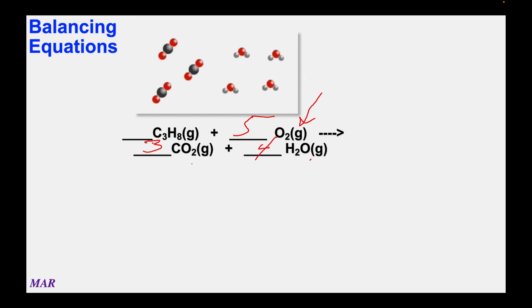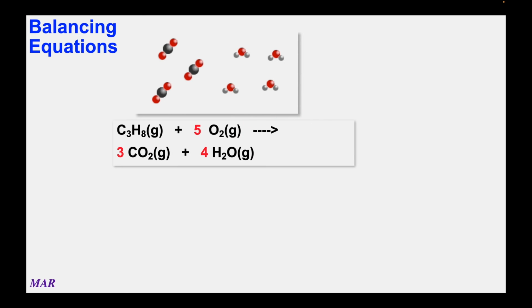So initially, I would have an invisible 1 in front of the C3H8, 5 in front of the O2, 3 in front of the CO2, and 4 in front of the water. And lo and behold, that's the answer. It takes 5 oxygens to react with 1 propane to make 3 CO2s and 4 waters. So this is an example of how you balance a reaction. And again, if you can do the atoms by themselves last, like oxygen in this case, a lot of times that makes it pretty handy.